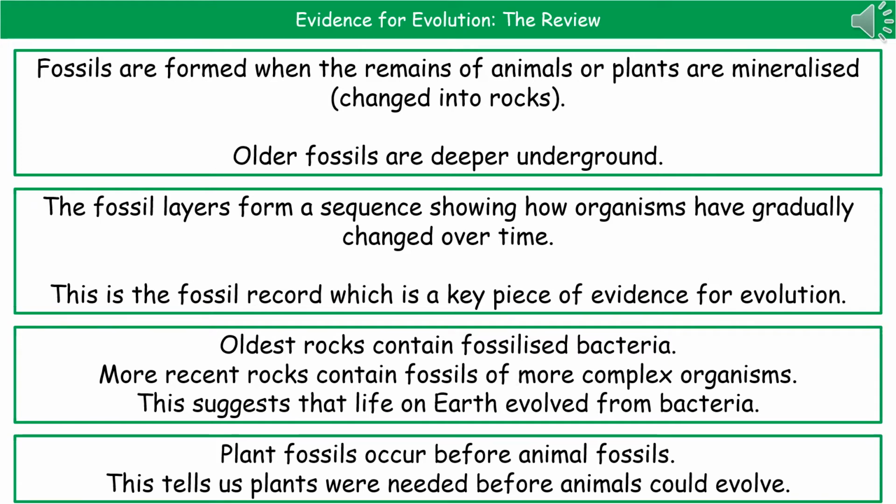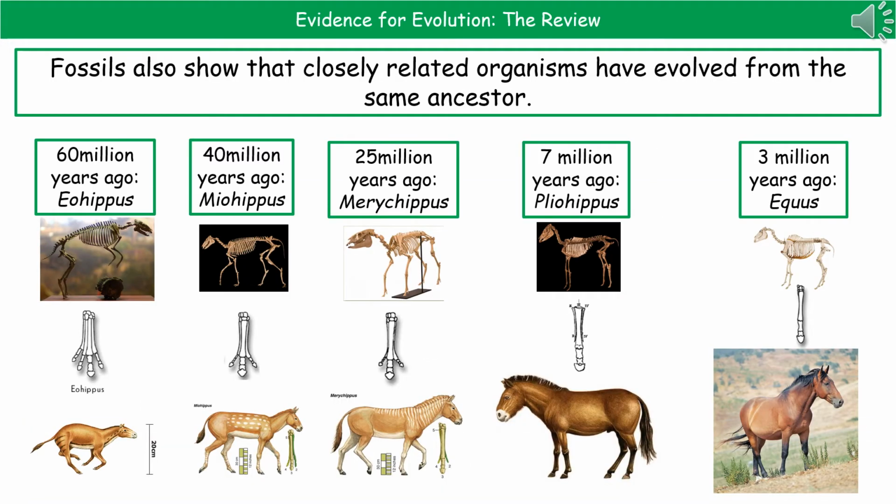Some of our oldest rocks also contain fossilized bacteria, whereas more recent rocks contain fossils of more complex organisms. So this suggests that life on Earth evolved from bacteria originally. We also find plant fossils occurring before animal fossils, so it tells us that plants were needed before animals could evolve. We also use fossils to show that closely related organisms have evolved from the same ancestor. And a good example of this is the horse, which you can see at the bottom there, and the tiny little changes that happened between each version of the horse until we get to the modern day.